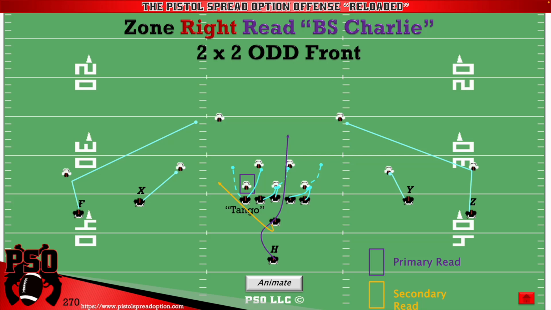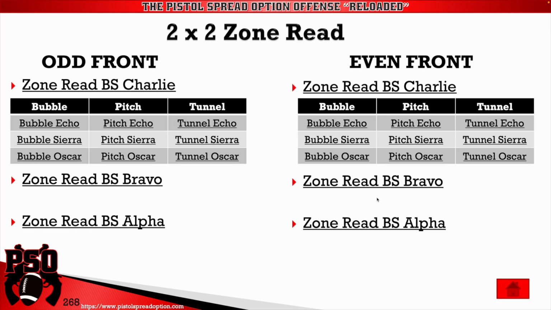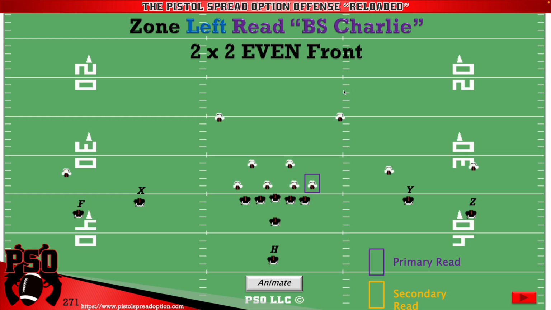So this is our simple, basic zone read scheme. We use these same rules, the same terminology. It all applies, and we can change that by building a secondary read in, by running a triple option, or by changing our primary read. So let's go back, look at it against an even front now, and see what changes. So we're going to read zone read backside Charlie against an even front this time.